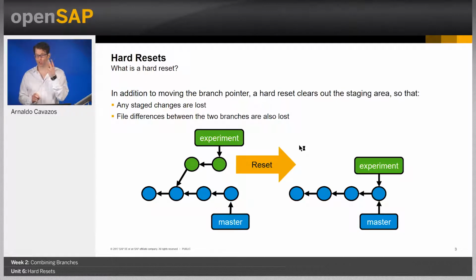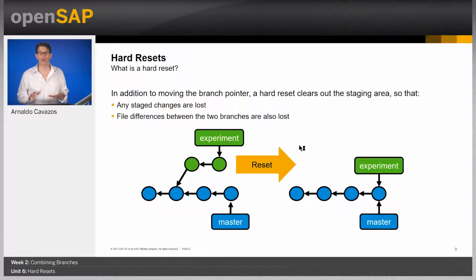WebIDE allows two kinds of resets: hard resets and mixed resets. The concept of a hard reset is also really simple. In addition to moving the branch pointer and losing the commits it was pointing to, a hard reset also clears out your working area. This means that any staged changes you had that had not yet been committed were lost. And of course, as you would expect, any differences between the two branches are also lost.